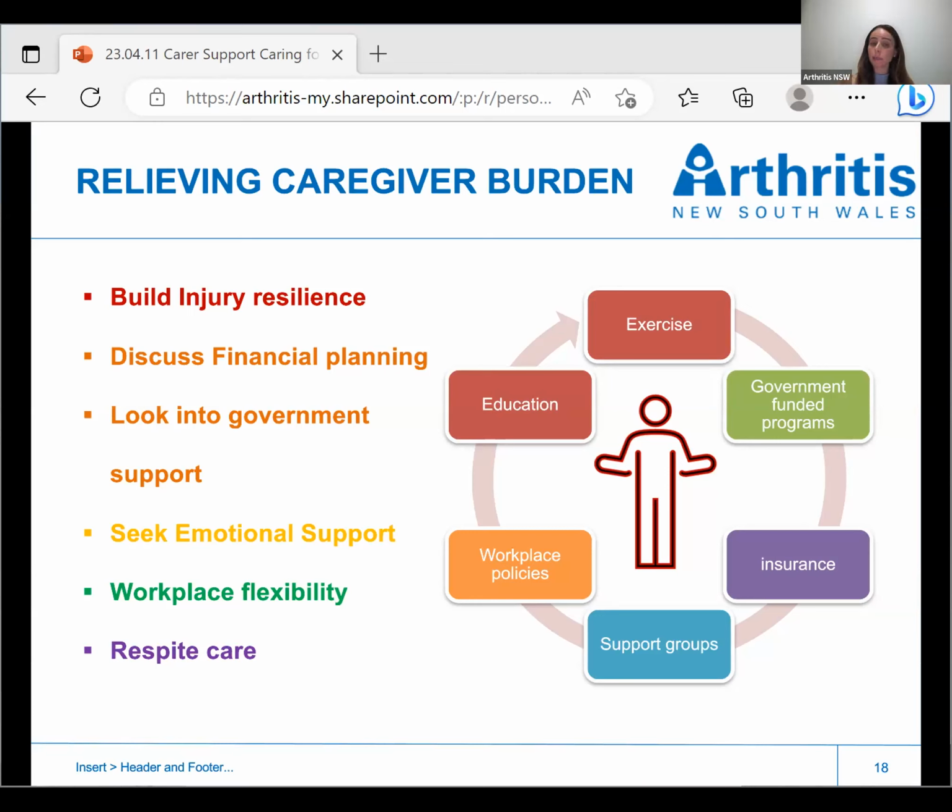Also, taking regular breaks from caregiving is really important for preventing burnout. And it's really important that you get the rest that is well and truly needed. There are a lot of respite care options available that you could consider looking into.